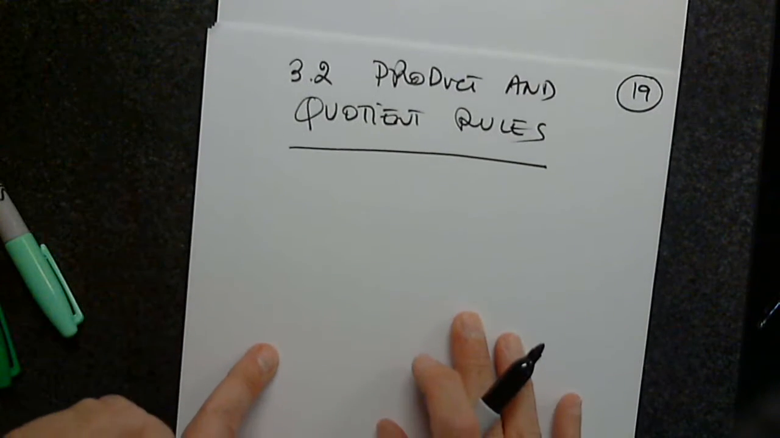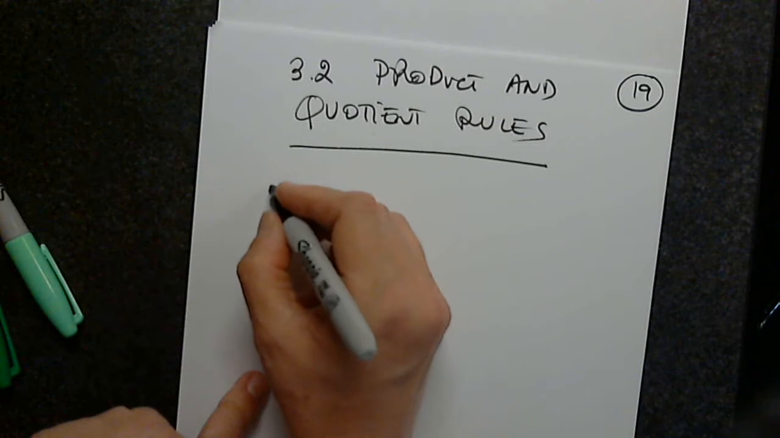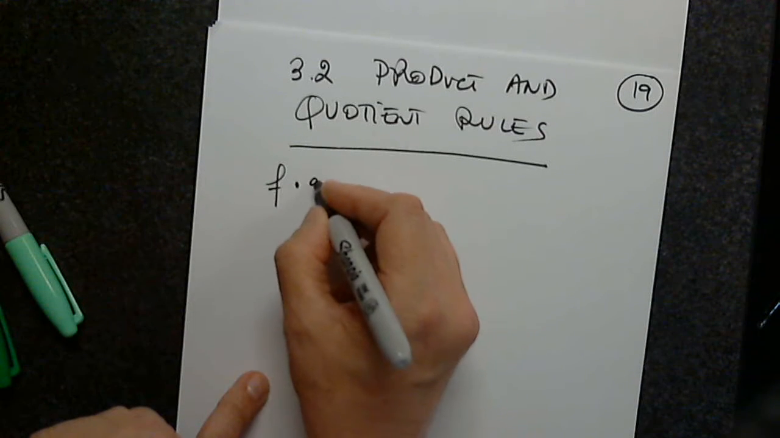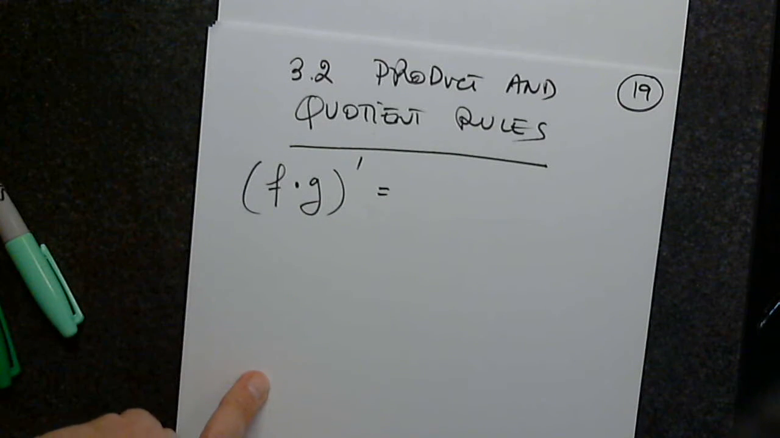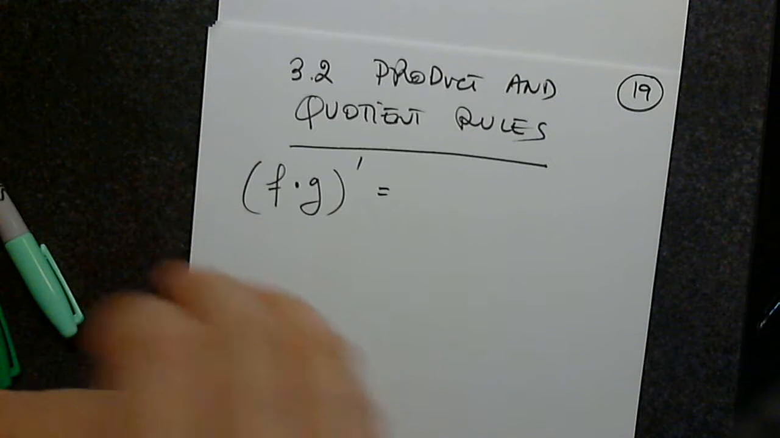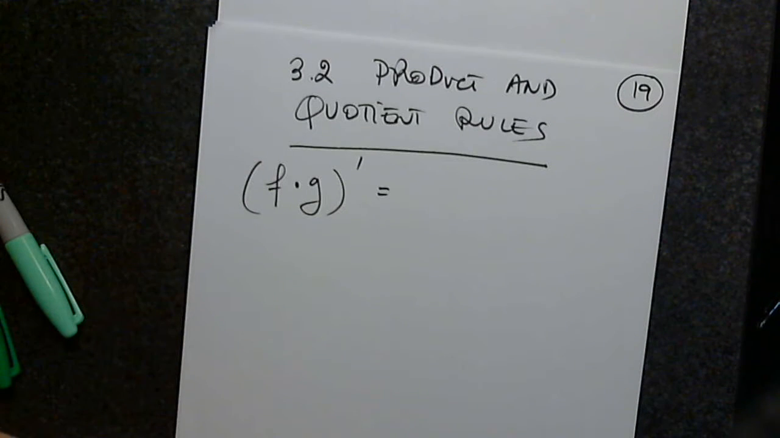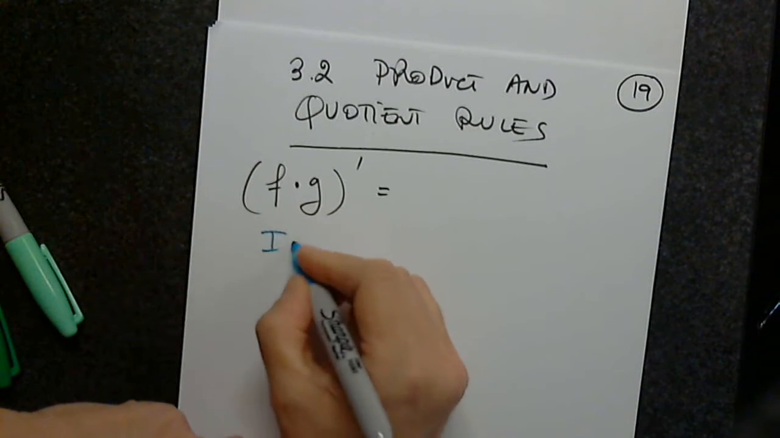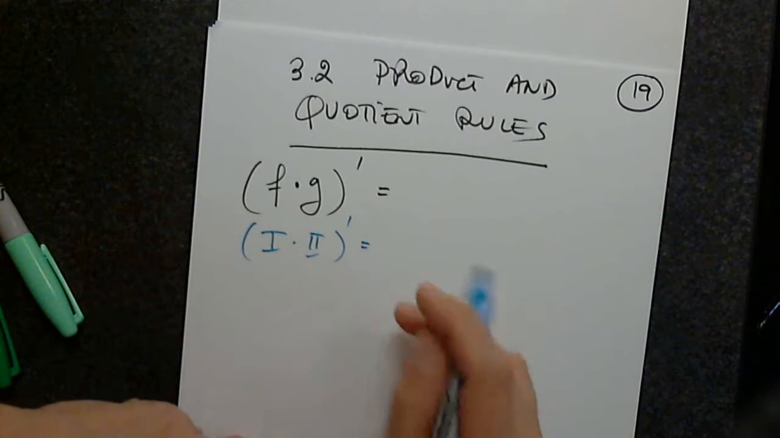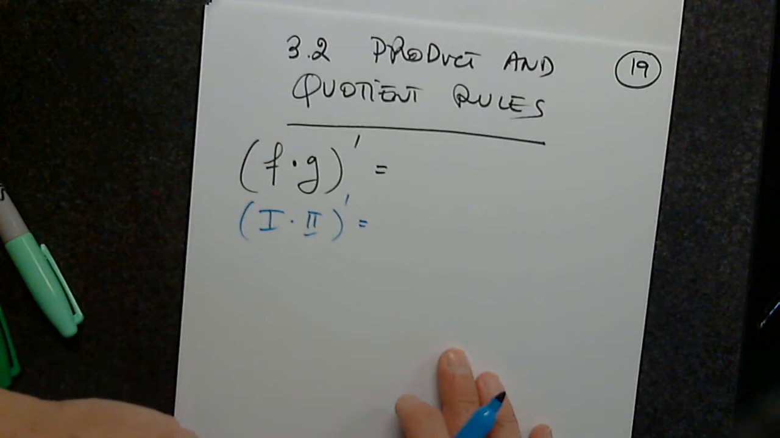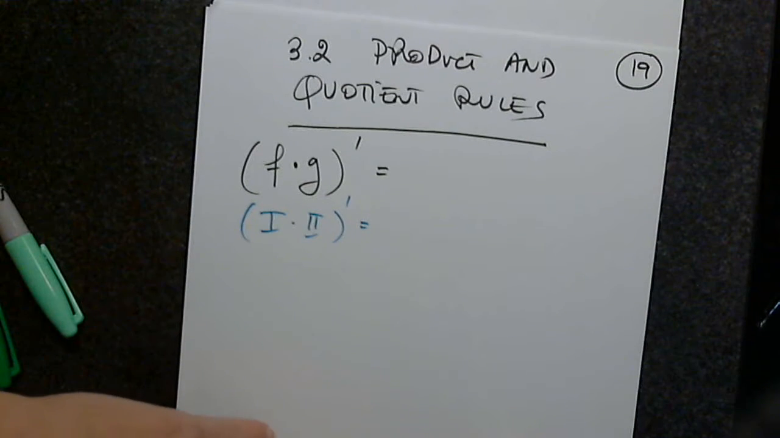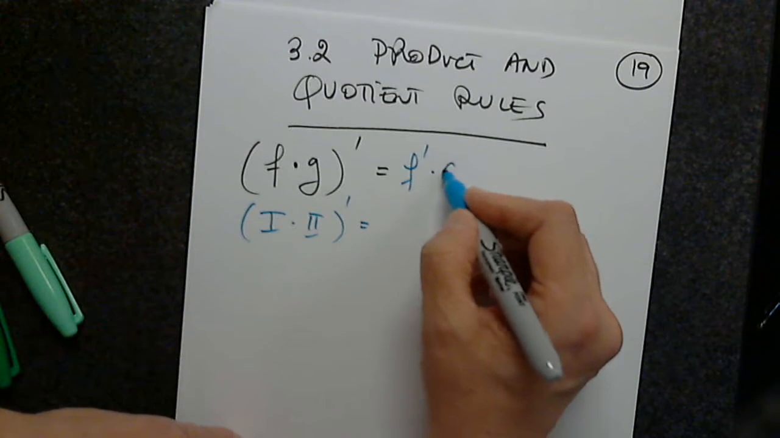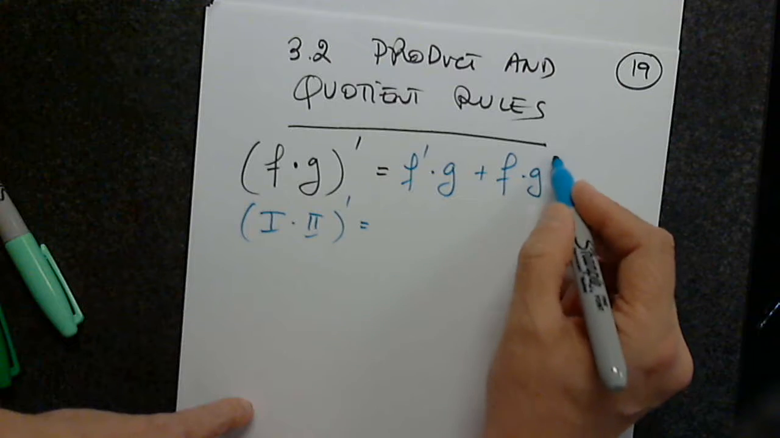Product and quotient rules. If we have a function multiplied by another function, your book presents this rule a little bit differently. Use the method you like. I call this function 1 and this function 2, and I always keep it in order 1, 2, 1, 2. But that's not what your book does. They use a slightly different method. So this definition is f prime times g plus f times g prime.